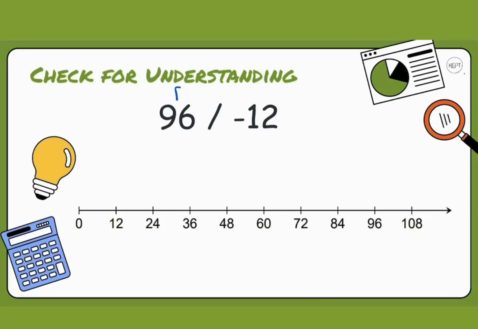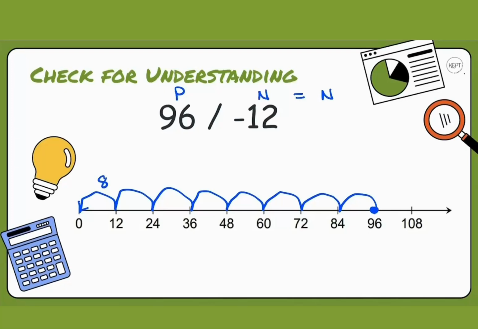We have a positive number divided by a negative number. Those two signs are different, so that means our answer is going to be a negative answer. Now we're going to start at 96 and we're going to jump in increments of 12 back towards 0. So that's going to be 1, 2, 3, 4, 5, 6, 7, 8 jumps all the way back to 0. Now we need to remember a positive divided by a negative is a negative. So 96 divided by negative 12 is negative 8.